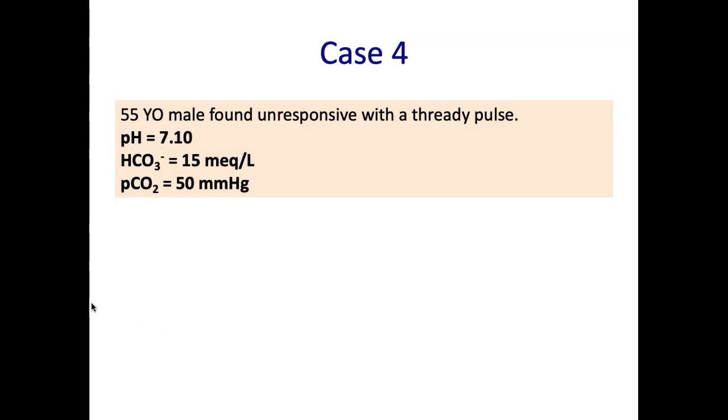Man unresponsive with a thready pulse, okay? pH 7.1. Is that high? Is that normal? Is that low? Okay, that is low. Remember, normal 7.35 to 7.45. The bicarbonate is 15. Remember, normal is around 24, so that is low. PCO2 of 50. That is high. Ooh, okay.